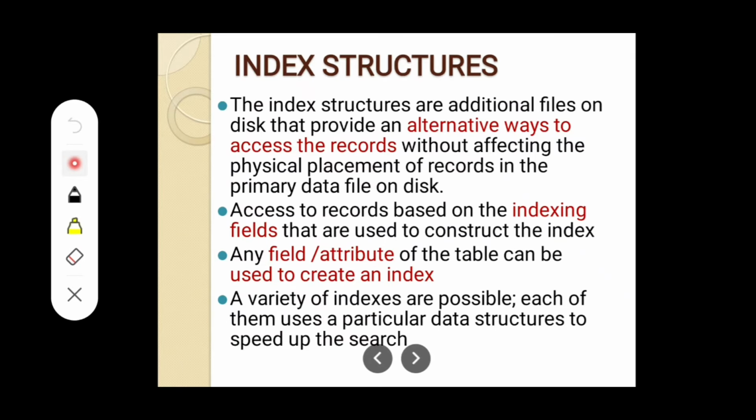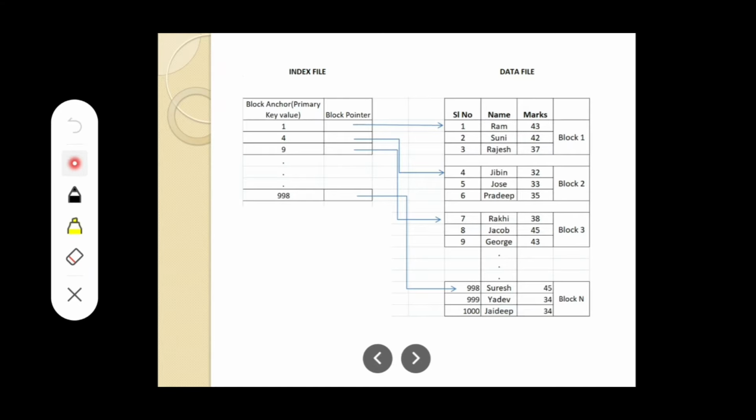So let us see what an index structure is. Index structures are additional files on the disk that provide an alternative way to access the record without affecting the physical placement of the records in the primary data file on disk. This means that an index structure is actually an additional file, in addition to the already existing data file. I will explain it using an example. So this is an index file.